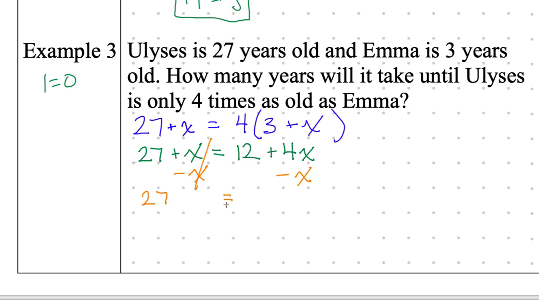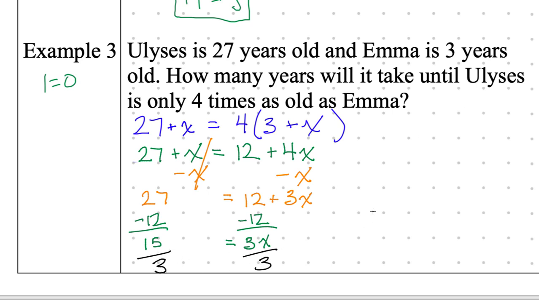27 equals 12 plus 3x. Perfect. And last step, who's got it? Esha? Subtract 12 on both sides. And then you'll have 15 equals 3x. And then you divide 3 on both sides and you get x equals 5. Hold on. 5 equals x.